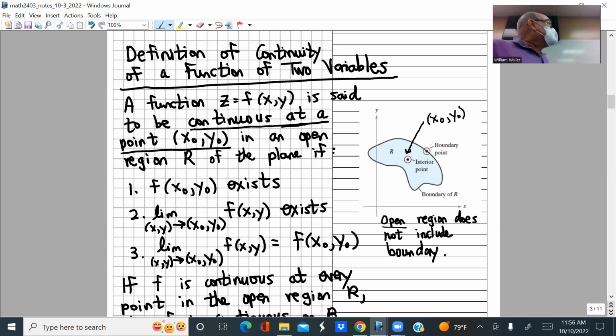First, the function has to be defined at that point. Remember, this is a specific point on the XY plane. If the function doesn't exist at that point, then obviously you're going to have a gap in the graph at that point. So that means the function is not continuous at that point.